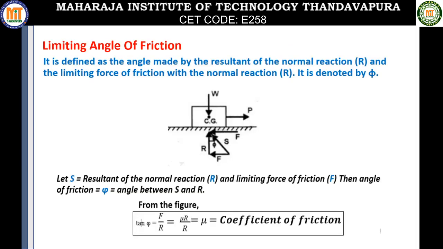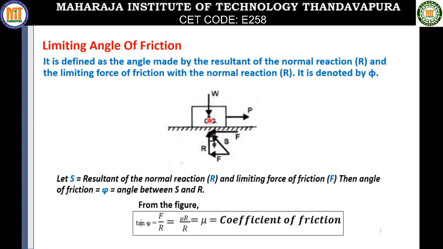The next concept is the limiting angle of friction. So to understand the limiting angle of friction, we have to understand the diagram here. So with the same example of the object which is trying to slide on a flat surface will be subjected to friction, right? So frictional force is acting in the opposite direction to the motion.